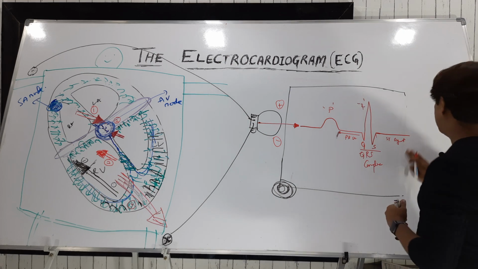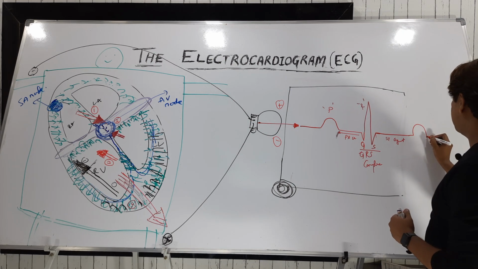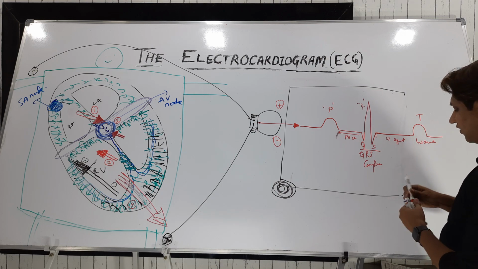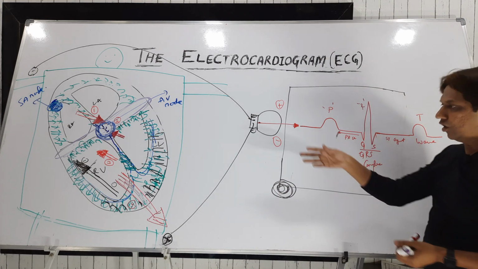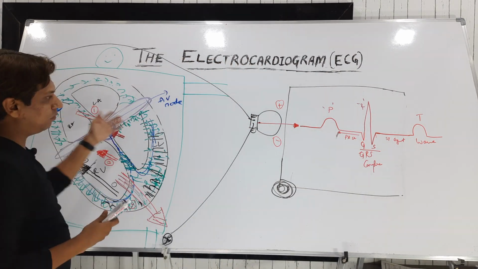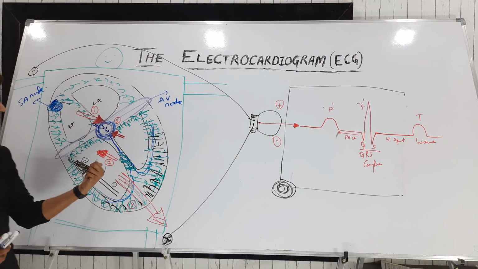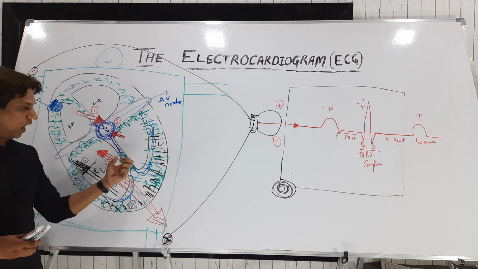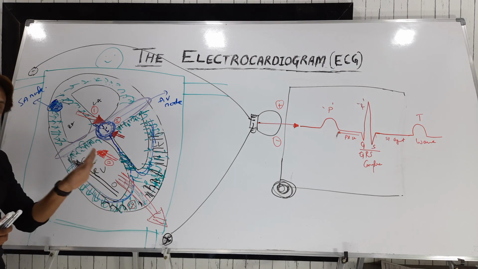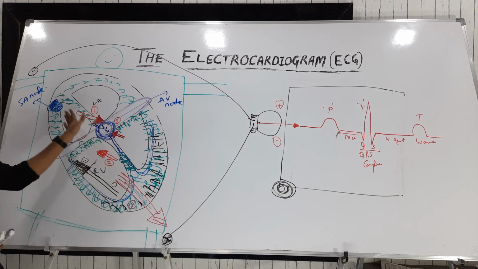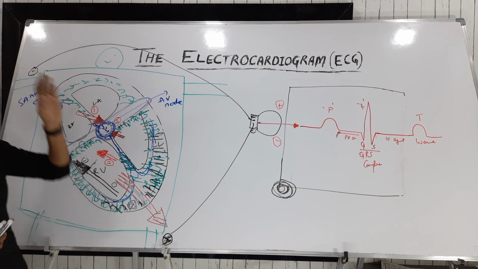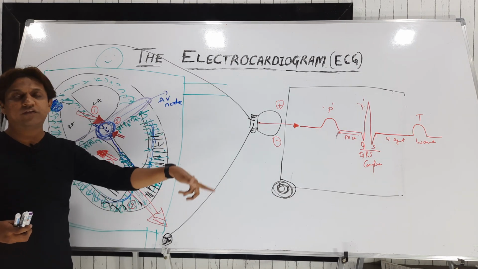So we will see a positive deflection here, and that positive deflection is termed the T wave. What does the T wave signify? The T wave signifies ventricular repolarization. Atrial repolarization is not seen because it is masked by the very strong QRS complex. After the ventricles are depolarized, the repolarization wave, the negative current, passes in the opposite direction towards the negative electrode, and a negative current passing towards the negative electrode causes a positive deflection.